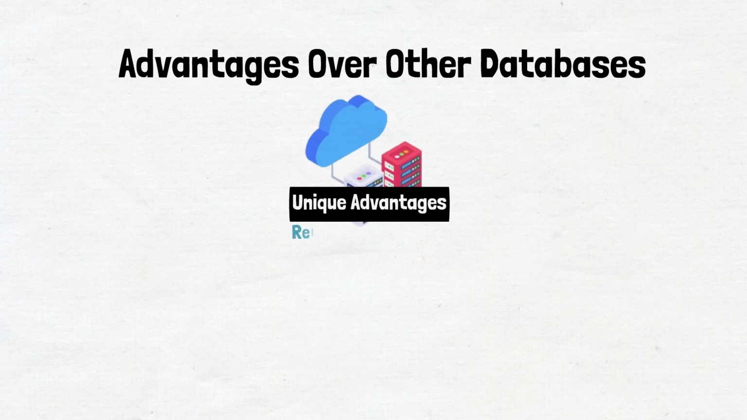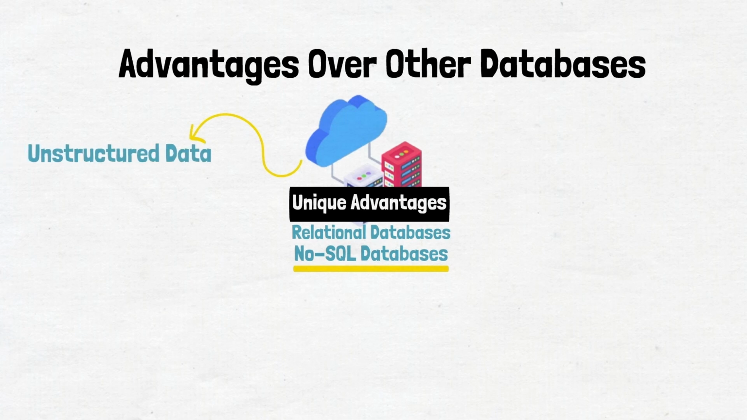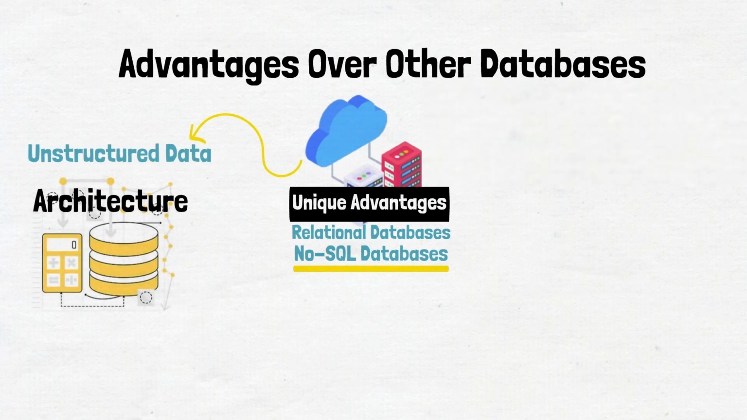Advantages over other databases. Vector databases stand out for their unique advantages over traditional relational databases and other NoSQL databases, especially in handling unstructured data and executing complex search queries. Their architecture is specifically designed to address the challenges of unstructured data, enabling them to excel in areas where relational databases and conventional NoSQL solutions may falter.